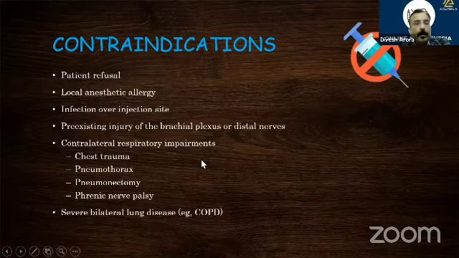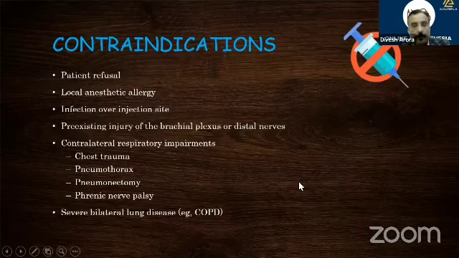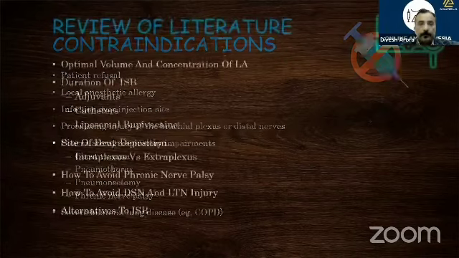Any kind of contralateral respiratory impairment should be an absolute or relative contraindication, and severe bilateral lung disease. You must keep in mind that if by your injection you are going to cause paresis of the phrenic nerve, then it might be a cause for trouble for the patient.